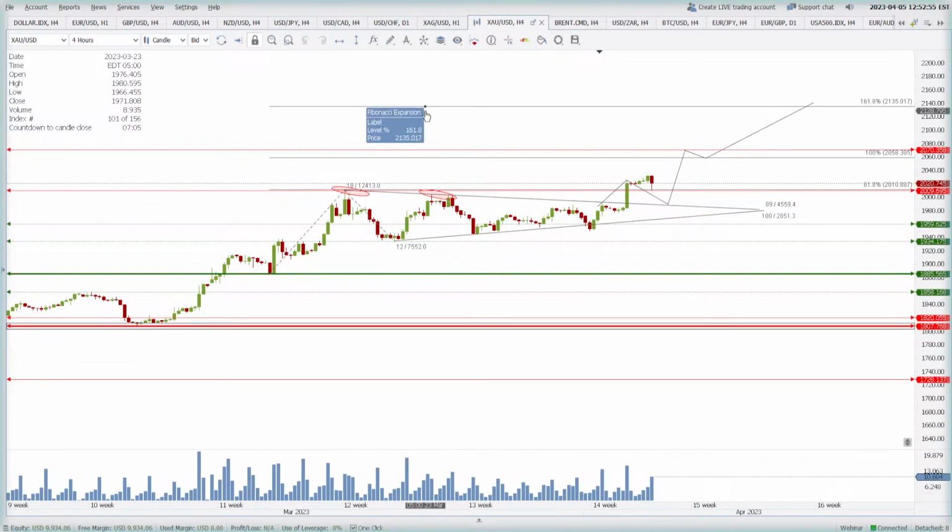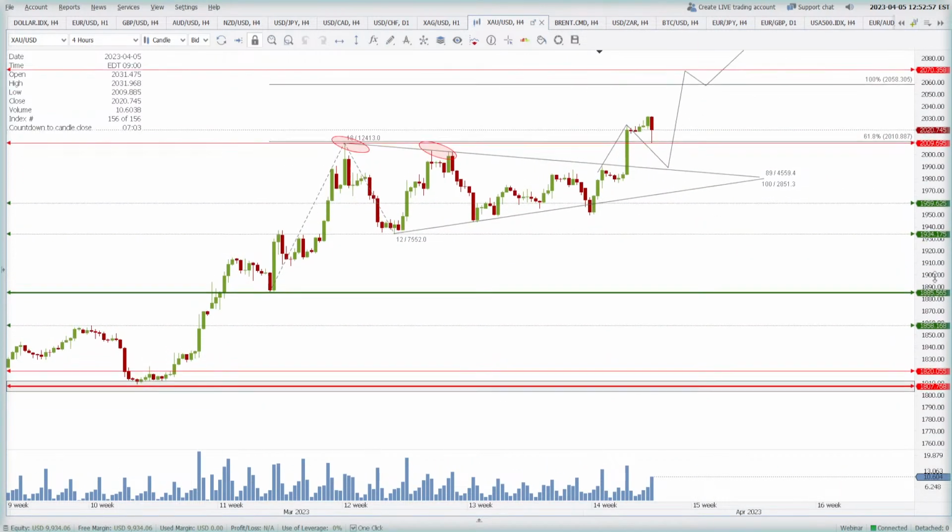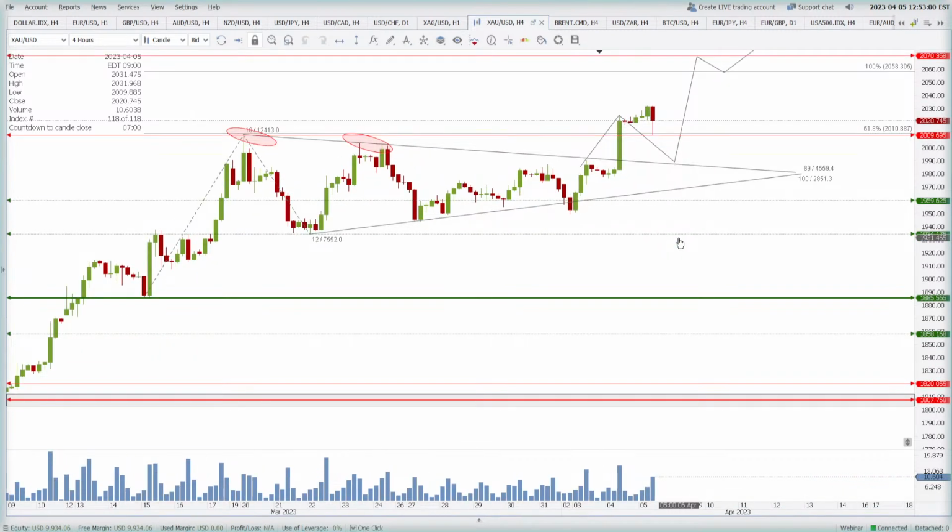What is happening in gold? Oh wow, can you believe this? I just saw it, guys. I just saw it after breaking higher than 2009. Now what is the low that the price has created today? 2009.88. It cannot be better than that.